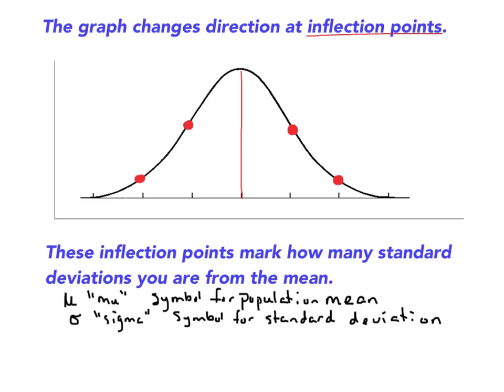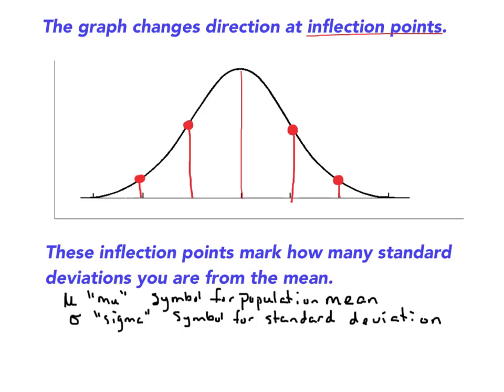The graph changes direction at inflection points, and these inflection points mark how many standard deviations you are from the mean. I'm going to connect this first inflection point with a line, and that marks one standard deviation above the mean. The second inflection point marks two standard deviations above the mean. And then I'm going to connect the one below the mean, and that is one standard deviation below the mean, and then two standard deviations below the mean.